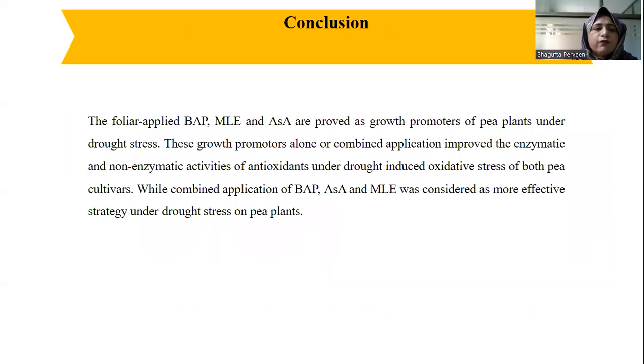In conclusion, the foliar applied BAP, MLE, and ascorbic acid are proved as growth promoters of pea plants under drought stress. These growth promoters alone or in combination can be effective in increasing the enzymatic and non-enzymatic activities of antioxidants under drought oxidative stress of cultivars. The combined application of BAP, ascorbic acid, and MLE was considered the most effective strategy under drought stress on pea plants.